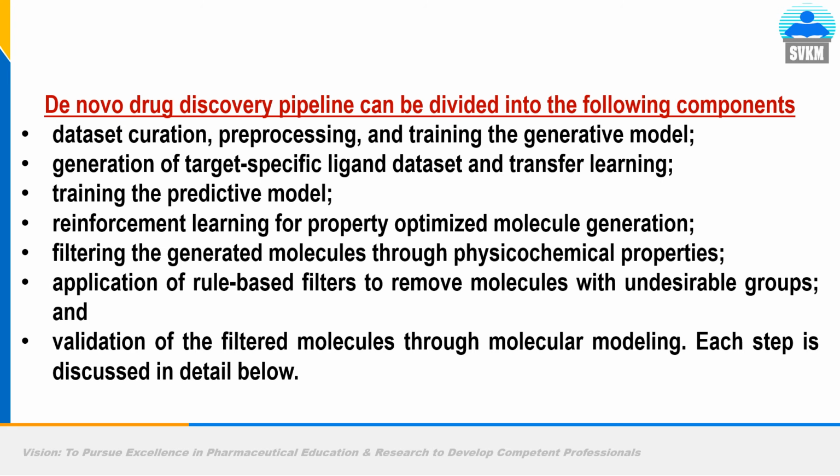Generation of a target specific ligand dataset and transfer learning. Training the predictive model, then reinforcement learning for property optimized molecule generation. This is important. Already we have seen in autoencoders, property optimized means through some mechanism. For example, in this paper, scientists have used reinforcement learning type of machine learning to check in real time what are the properties from the viewpoint of physicochemical features, and continuously they optimize those properties.